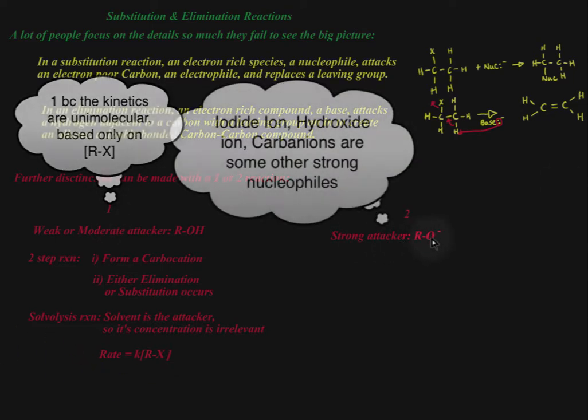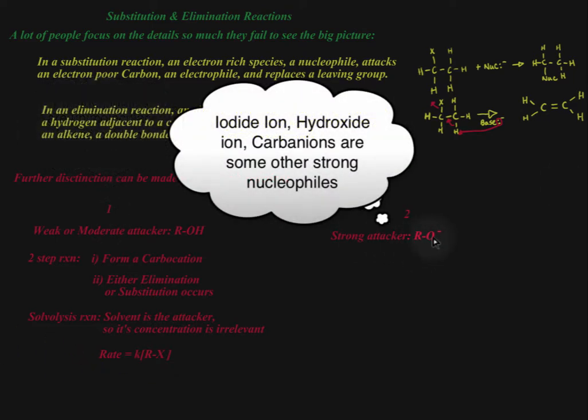We have a strong attacker, like an alkoxide ion, all right? You might see an alcohol below it, but if you see this with an Na or something like that, then we know that it's a two reaction. And these are one-step reactions, unlike the one reactions, a little confusion. The one reactions are two-step, the two reactions are one-step.